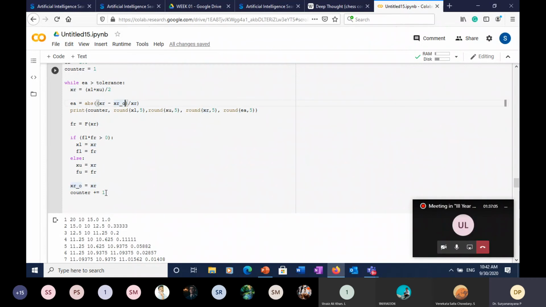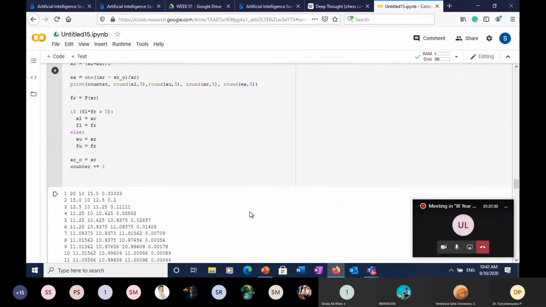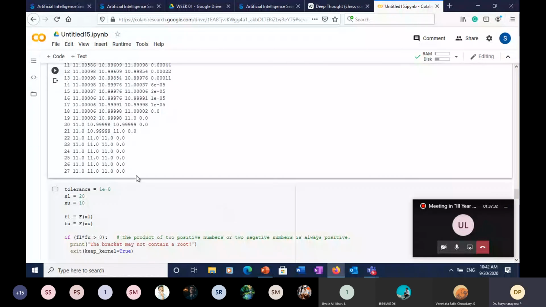At the end of the second iteration, XR0 will hold the value of the root found in the second iteration. Then in the third iteration, you find a new root, and for the calculation of error, you compare the difference between the root calculated in the second iteration and the third iteration. That way it goes on. So this is what we discussed in the last class.